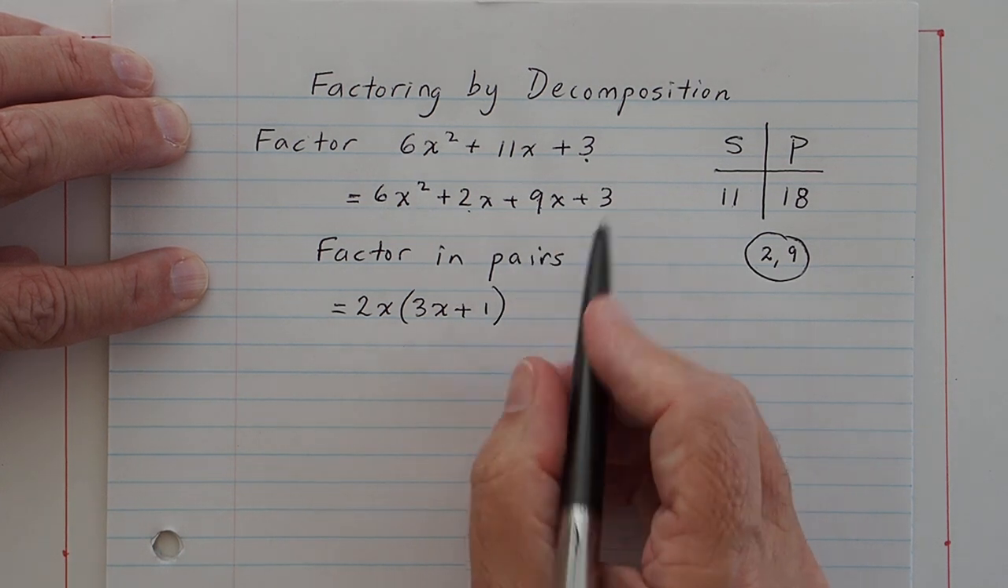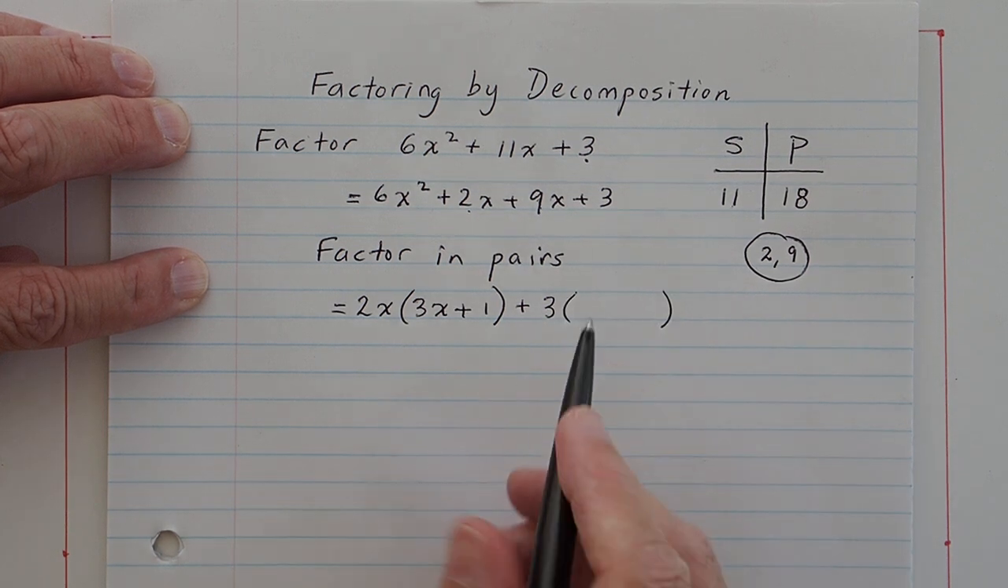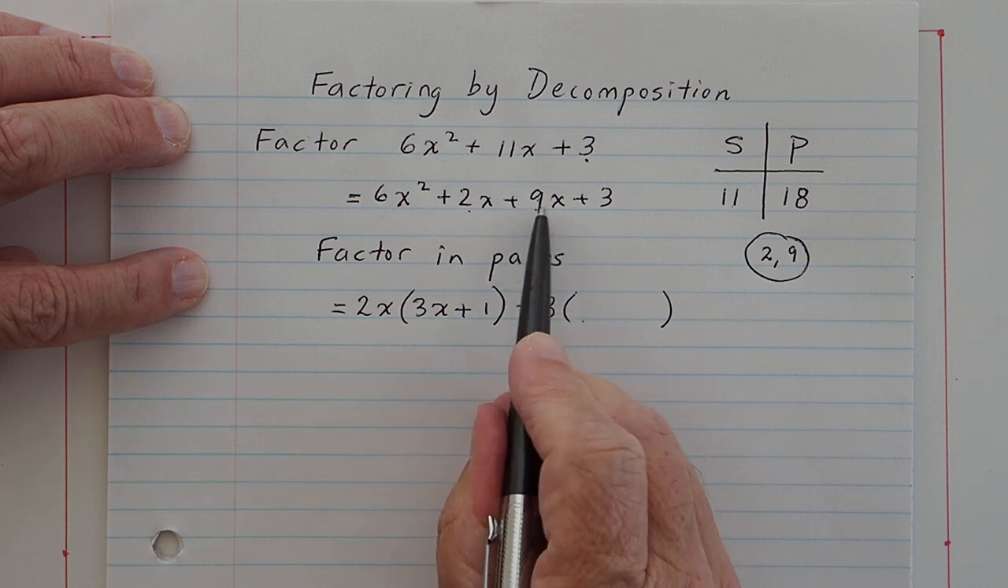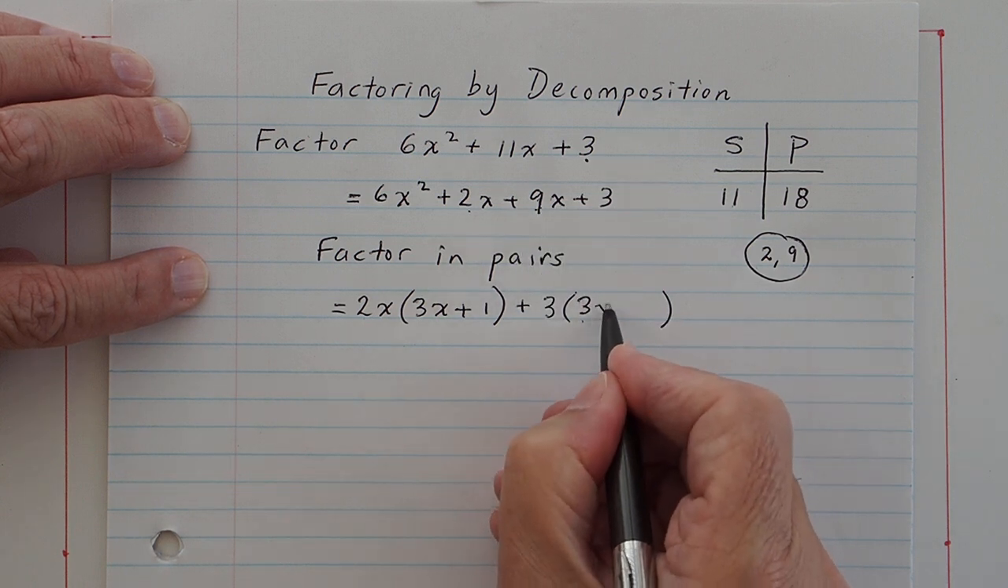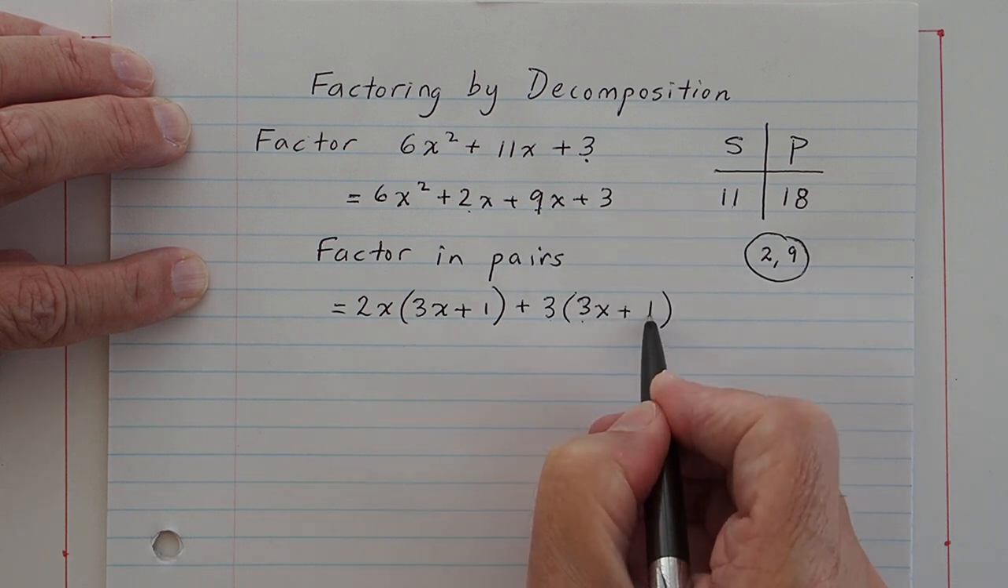Now you factor these two terms in pairs. Only a 3 is common to both of those terms, right? So I've got 3 times something gives 9x. That's going to be a 3x here, isn't it? And 3 times something is 3. That's going to be a 1 there.